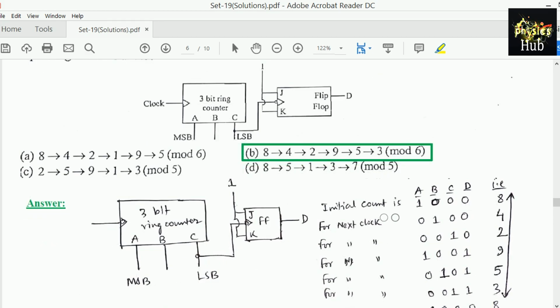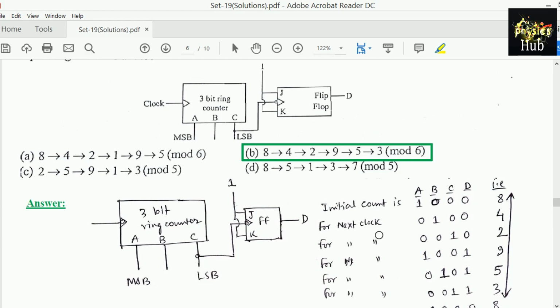So let's look at the initial count. Suppose we are giving 1. In a ring counter, basically one bit is shifted with the application of each clock pulse, so one high bit always remains. Initially we take the most significant bit as 1, so we start with 1. Basically the ring counter acts like a shift register, so this data 1 will be shifted in every clock pulse. So 1, B0, C0, D0, and the decimal equivalent is 8.